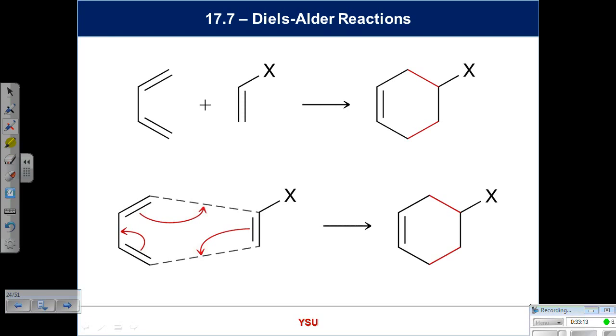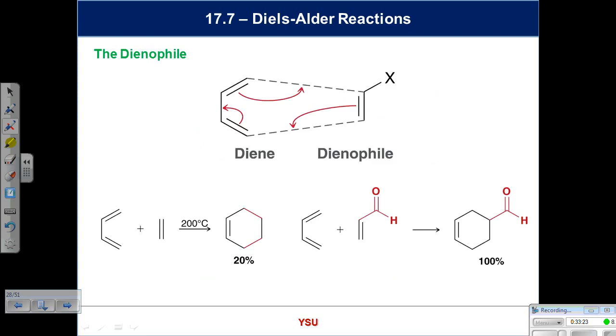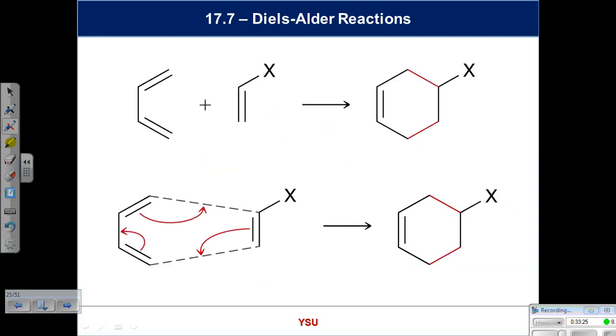At the top, I have 2 pieces. 4 pi on the left, the diene, 2 pi on the right with the X group attached. I'm going to call that a dienophile. I think I have these definitions coming up. Yes, right there. I'll talk about that in a second.